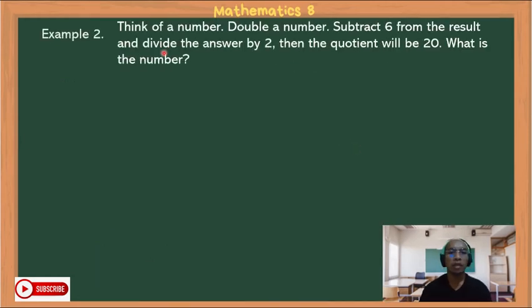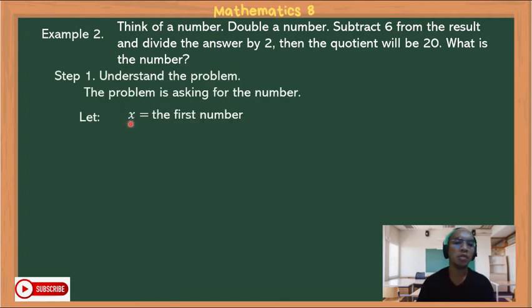Example number 2. Think of a number, double the number, then subtract 6 from the result and divide the answer by 2. Then the quotient will be 20. What is that number? Since the problem is asking for a number, in this case, we will take x to represent that number.